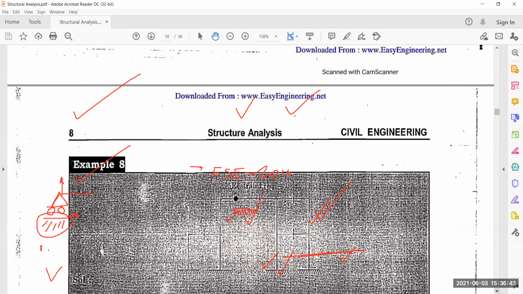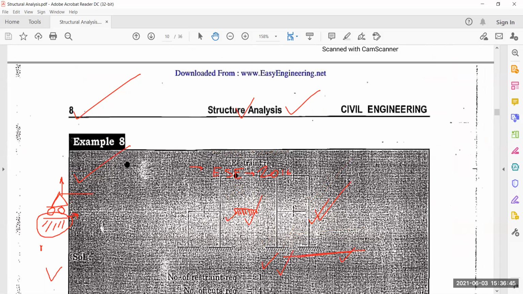Also, this is also a good question. Solve from your side. Okay. Solve this question from your side. Example number 8.